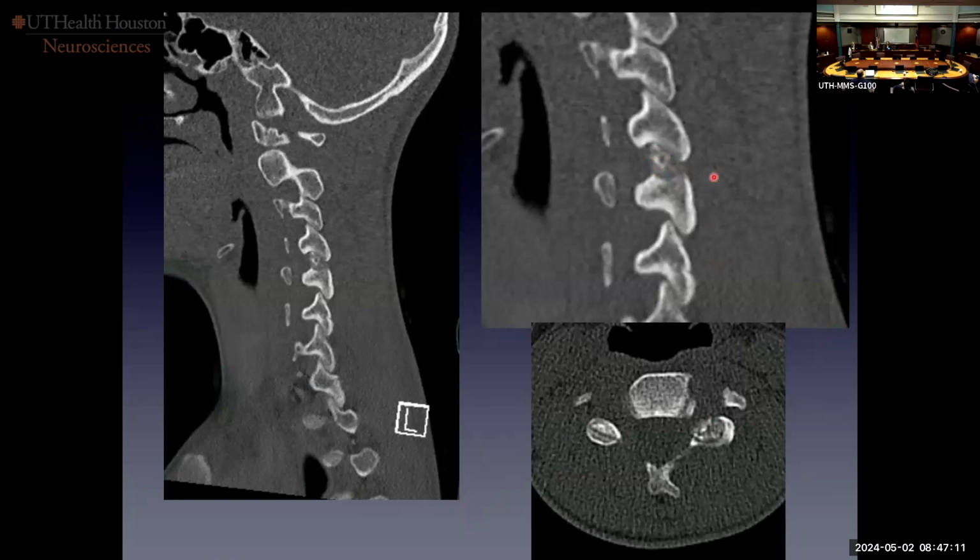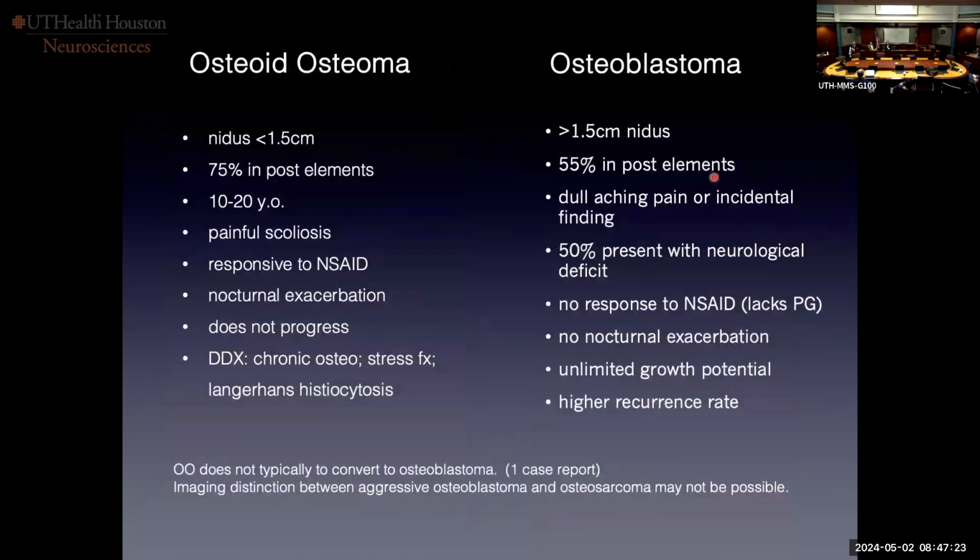Classic, okay. They can present with painful scoliosis. Sometimes they're hard to find, these lesions, so you could consider doing a bone scan. They will light up like a light bulb with a bone scan. Osteoid osteoma, the nidus is less than 1.5.